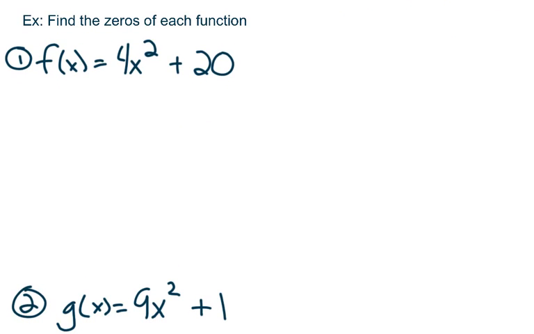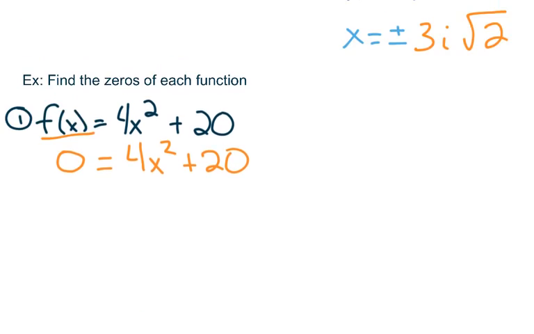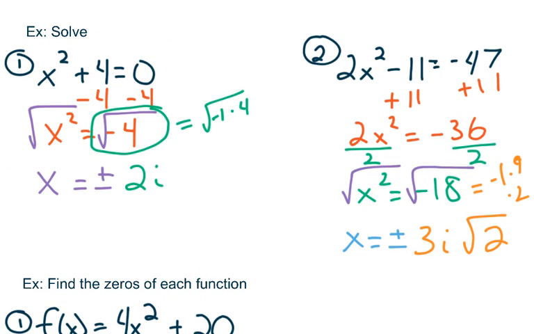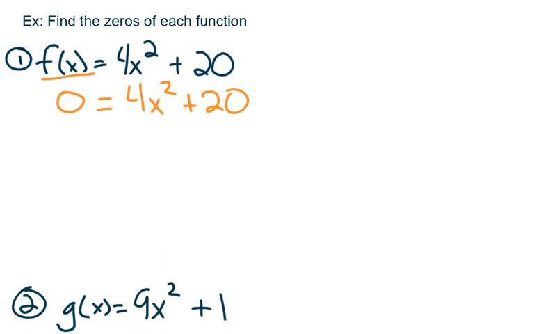All right, find the zeros of each function. What this basically means is we need to turn f of x into the number 0 and then solve 4x squared plus 20. So when it says find the zeros, basically it means find the solutions. Set it equal to 0 and solve it. So it's really going to be no different than these 2 examples up here. It's worded a little differently and originally notated slightly different, but the rules and the process are going to be exactly the same.